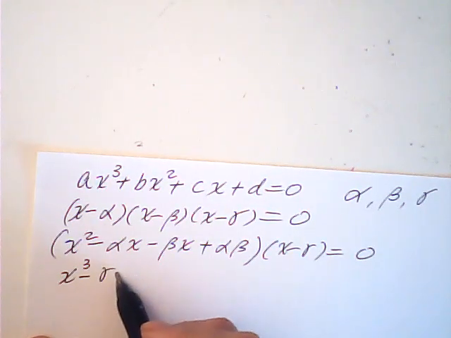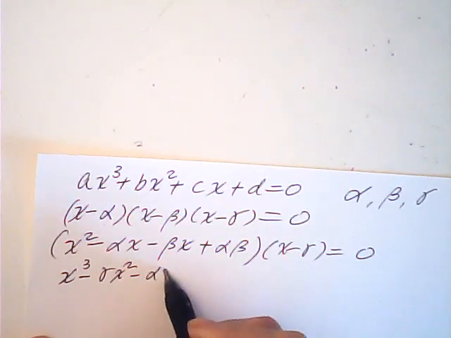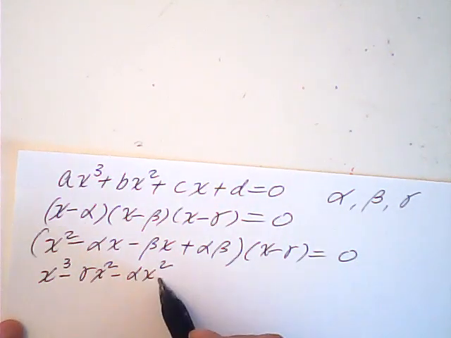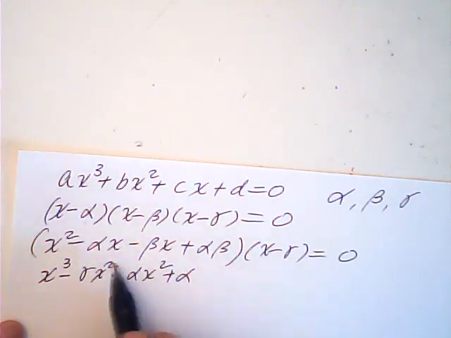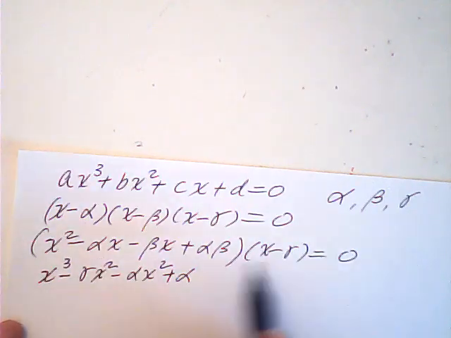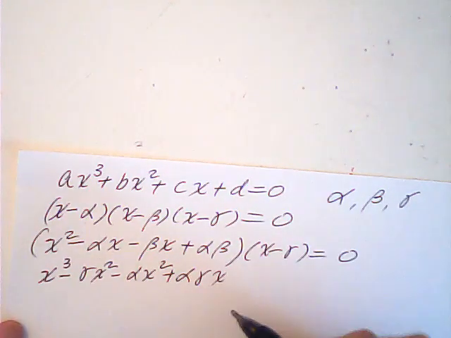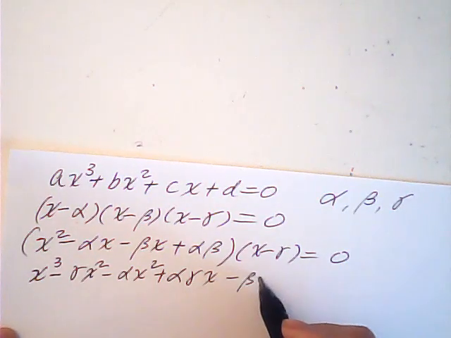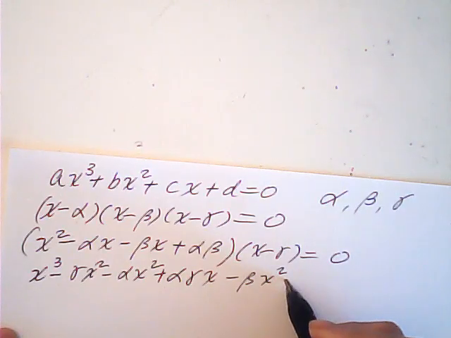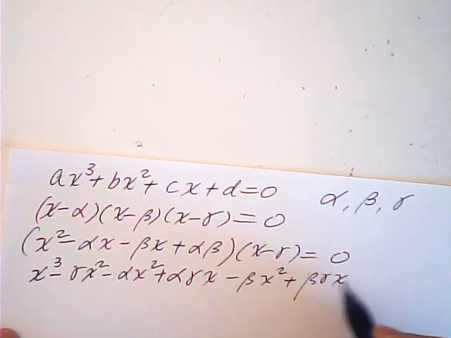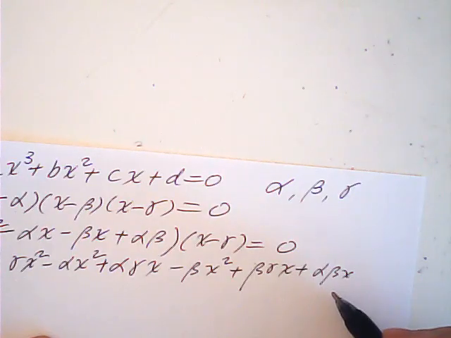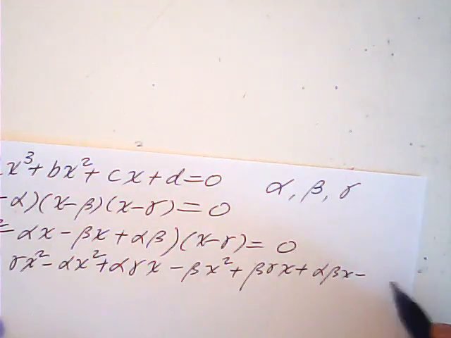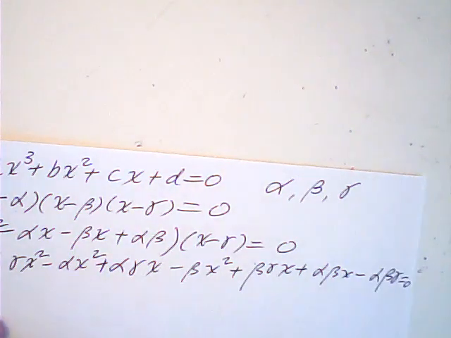and minus gamma x squared minus alpha x squared, then times alpha, alpha gamma x, right, minus beta x squared plus beta gamma x plus alpha beta x minus alpha beta gamma equal to 0.